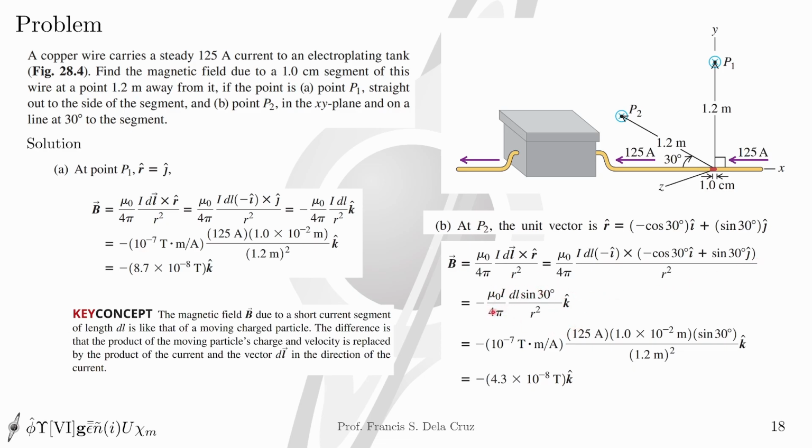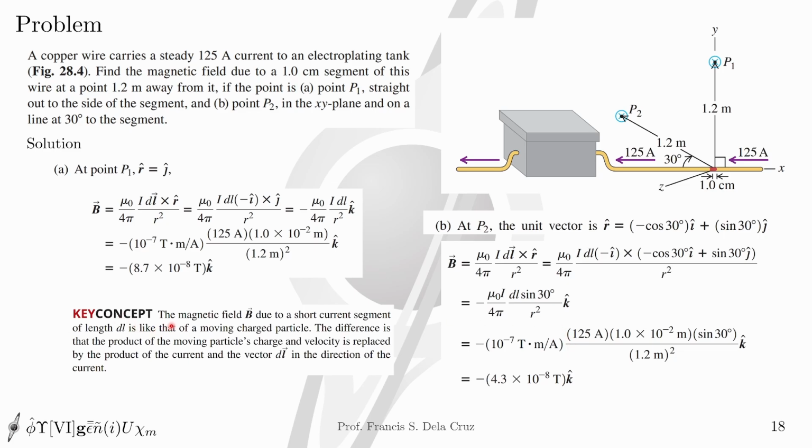So now you have this equation: mu naught I over 4 pi dL sine 30 degrees over r squared k hat. And then simplifying, substituting all of those given values, you will have this: negative 4.3 times 10 raised to negative 8 Tesla, k hat.